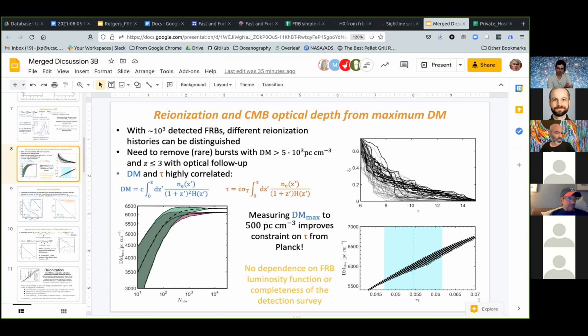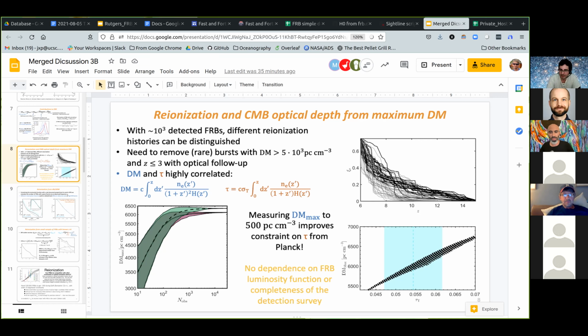Yeah, definitely. The evolution of DM host is something that I think is very important. So what we did is to look at FIRE simulations, which are zoom-in cosmological simulations of galaxies. That gives us some handle on what to expect as a function of redshift and host galaxy mass. Of course, these are simulations, so we would still like to compare with actual observations, but this is the best that can be done for now.